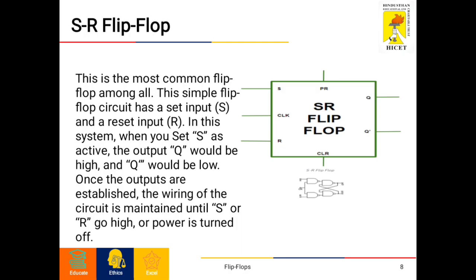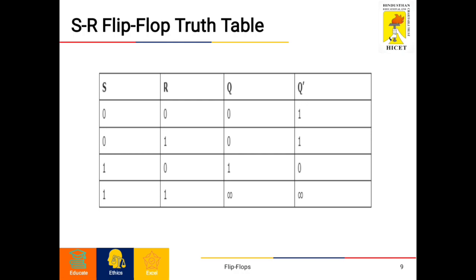This simple flip-flop circuit has a set input S and a reset input R. In this system, when you set S as active, the output Q would be high and Q bar would be low. Once the outputs are established, the state of the circuit is maintained until S or R goes high or power is turned off. For the truth table, if S is equal to 0 and R is equal to 0, the output Q is unchanged. For 0 and 1, the output will be 0 and Q bar will be the complement of 0, that is 1. And for S, R equal to 1 and 0, the output will be 1 and Q bar will be the complement of 1, that is 0. In the 1-1 condition, the output remains undefined.